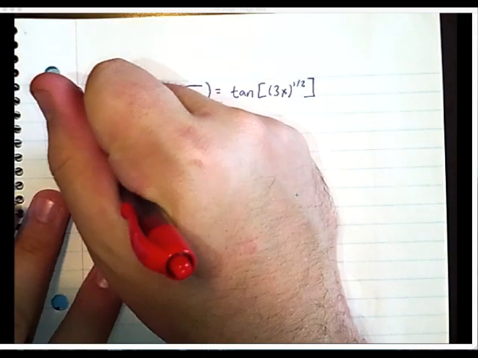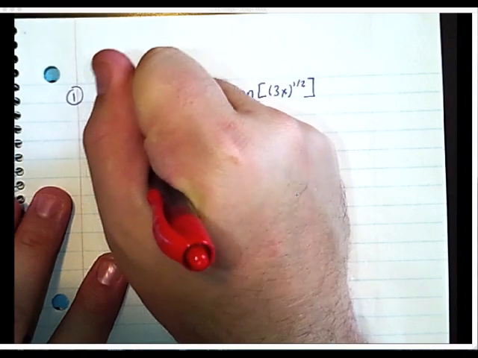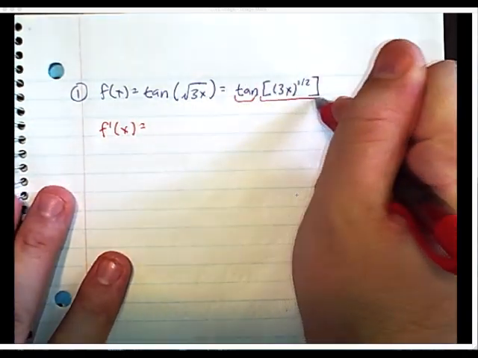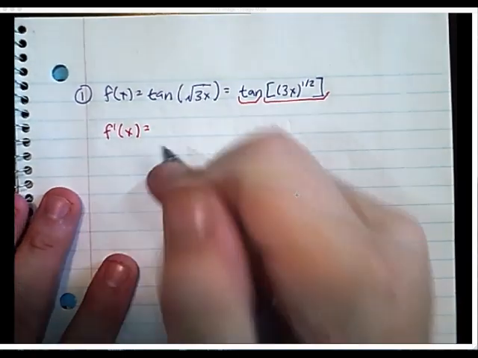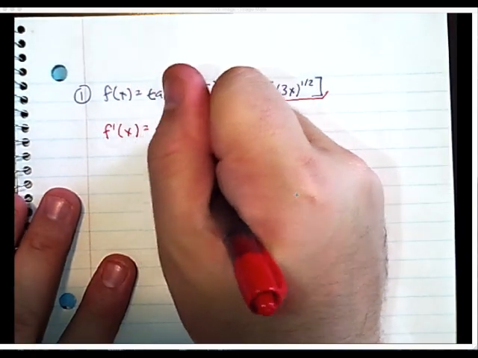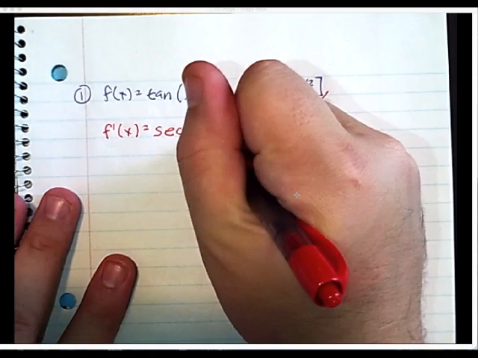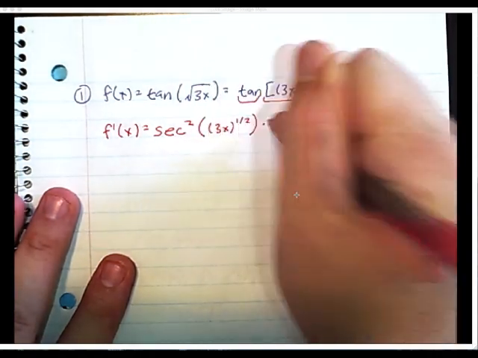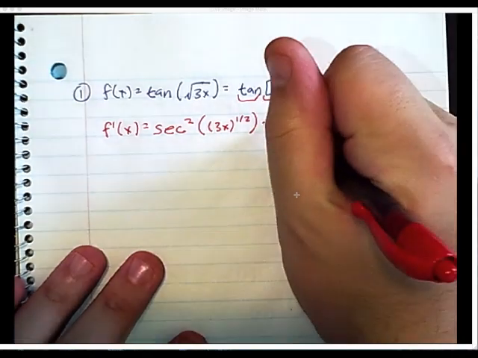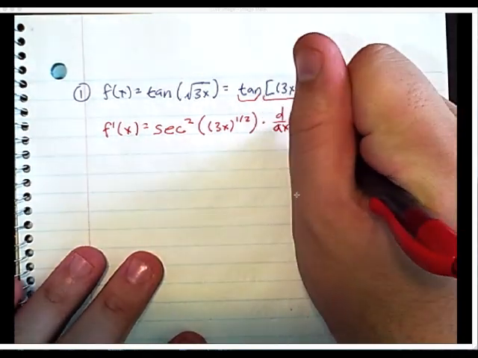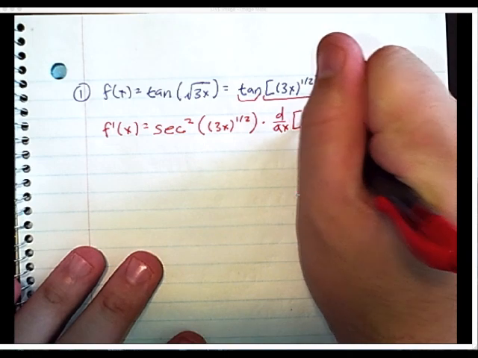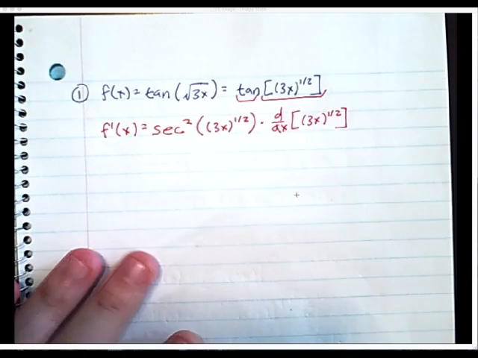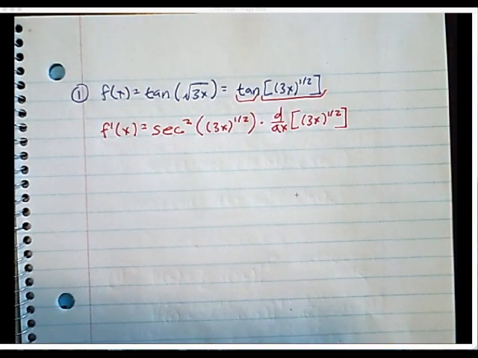So to find f prime, I need to apply the chain rule. So here's the outside, here's the inside. So we do the derivative of the outside, which is secant squared. We leave the inside alone, times the derivative of the inside. And the derivative of the inside is simply, well, the inside is 3x quantity to the 1/2 power.